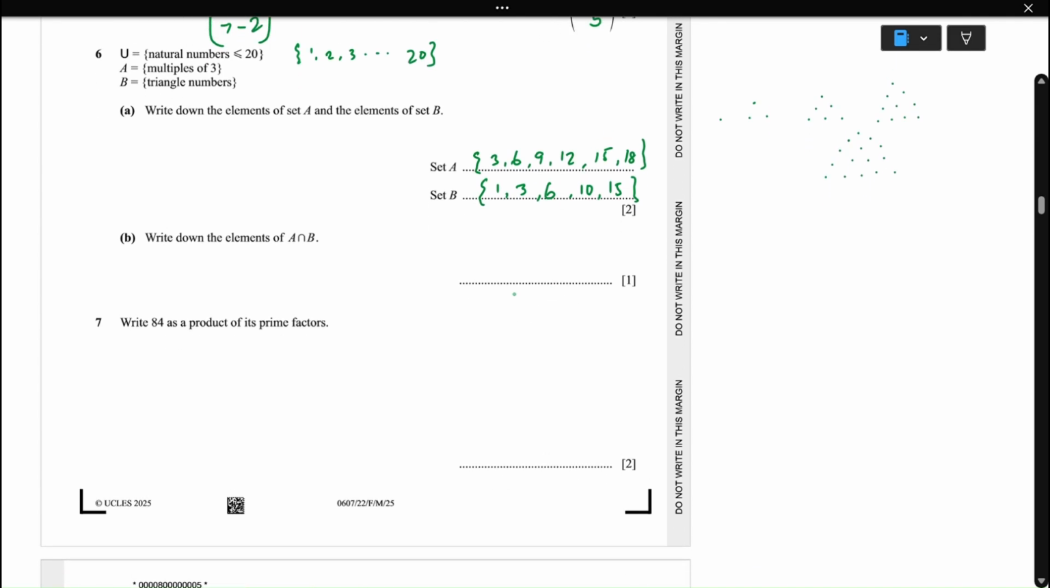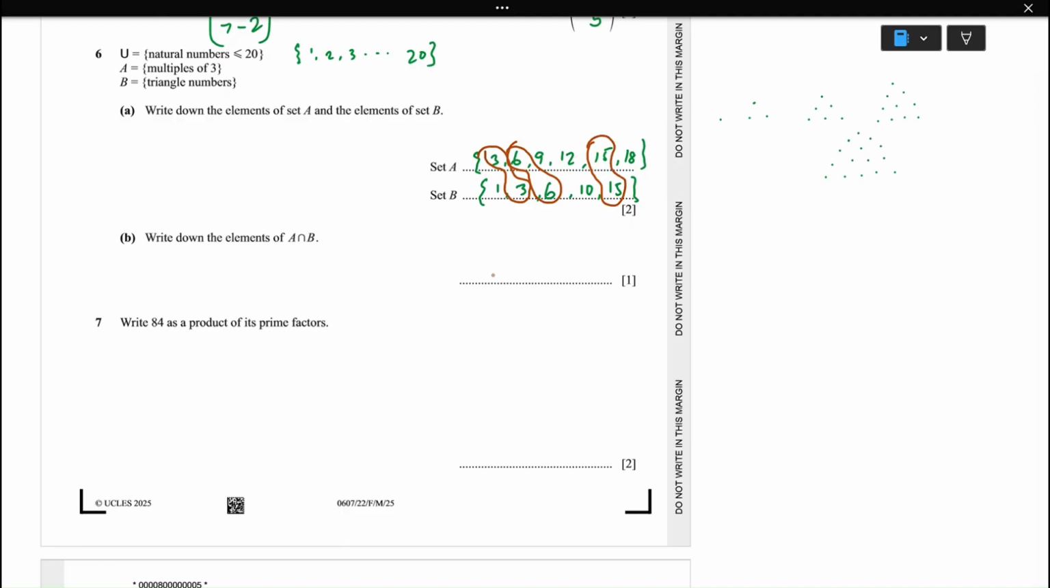Next, write down the elements of A intersection B. A intersection B means the common elements of A and B. So here we take the common elements, the first common element is going to be 3, the next common element is 6, and the next element is going to be 15.